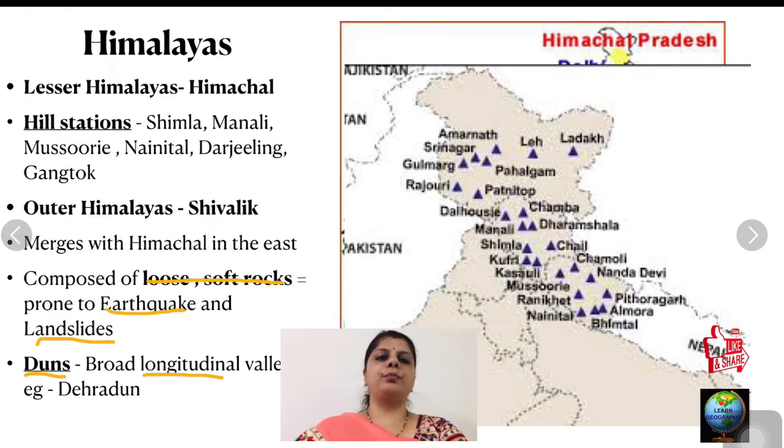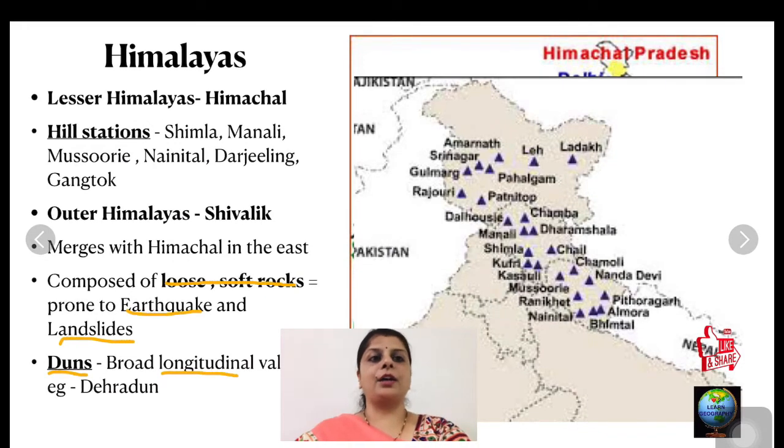Duns are the broad longitudinal valleys, right? What are duns? These are the longitudinal valleys. An example is Dehradun, a very famous valley.